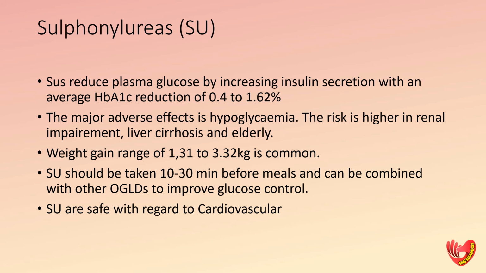Sulfonylureas, SU, reduce plasma glucose by increasing insulin secretion with an average HbA1c reduction of 0.4 to 1.62%. The major adverse effect is hypoglycemia. The risk is higher in renal impairment, liver cirrhosis, and the elderly. Weight gain in the range of 1.3 to 3.3 kilograms is common.